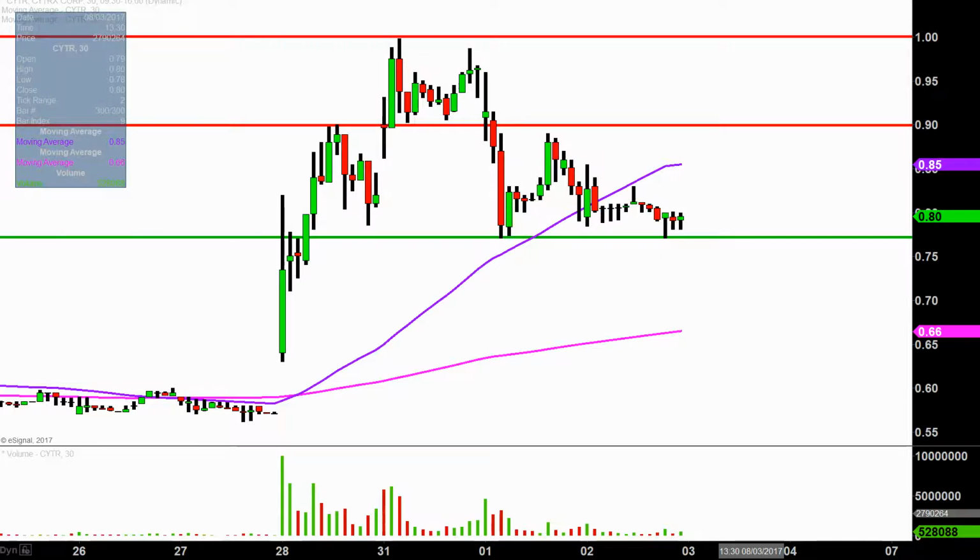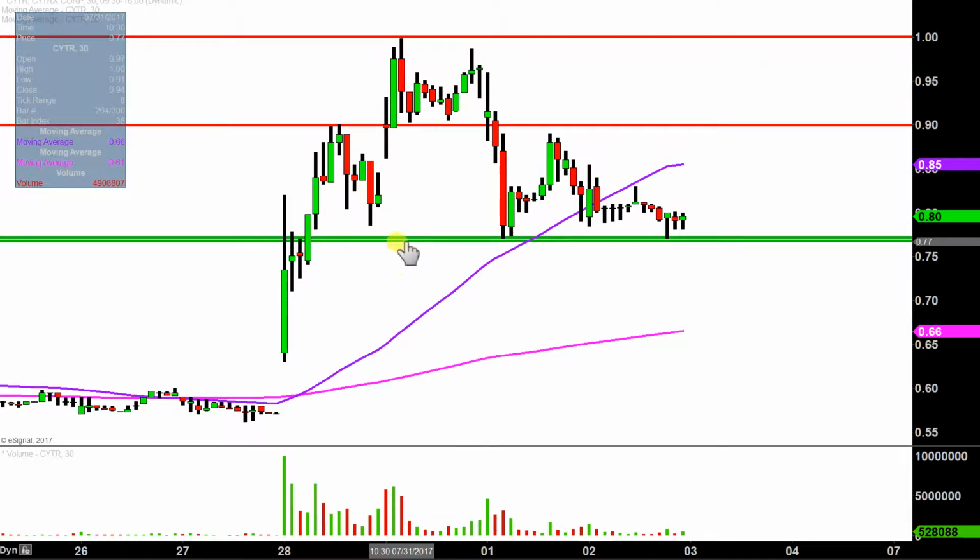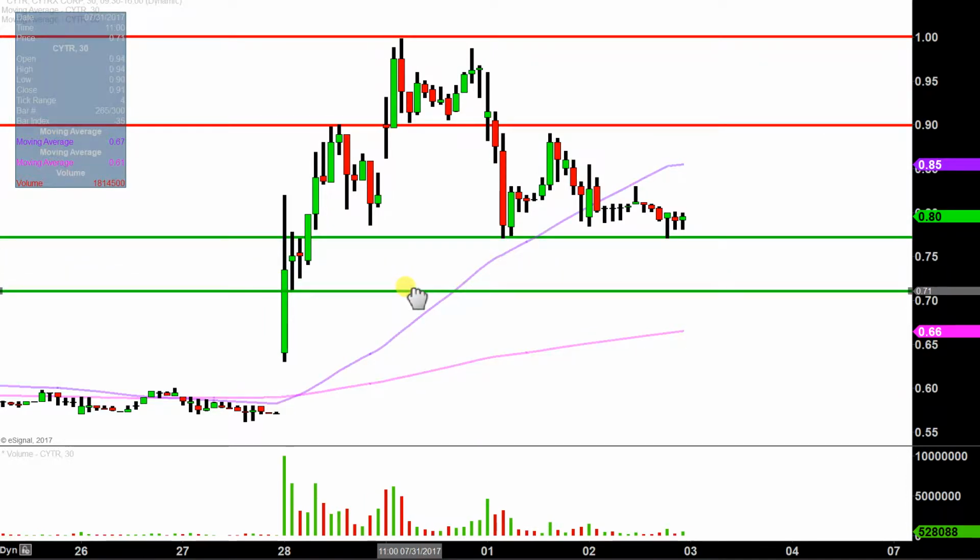In the event that level cannot hold up as support, next area of support to keep an eye on is right around the 71-cent mark. As far as levels of resistance are concerned, 90 cents right here, $1, still those levels of resistance.